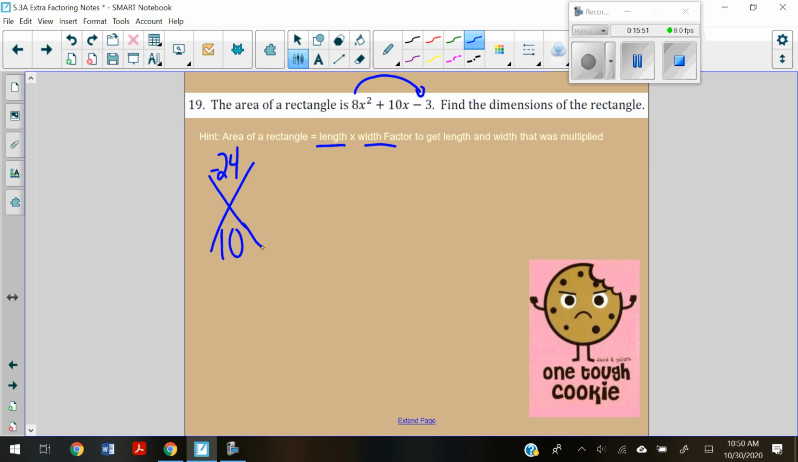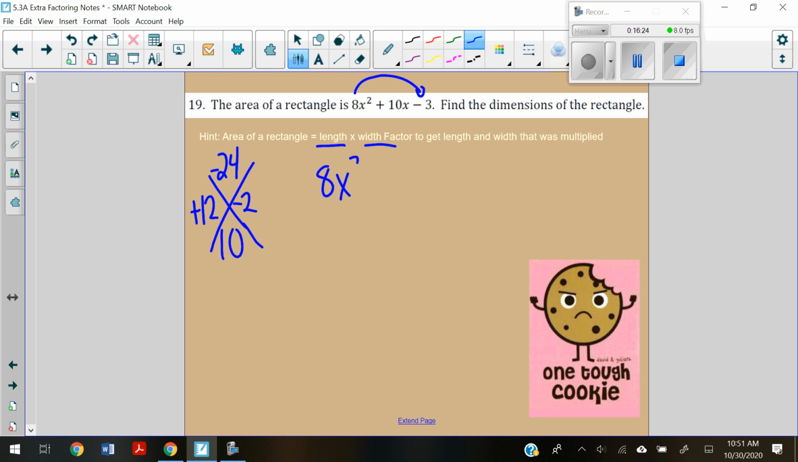Okay, so negative 1, 24. 1, negative 24. 2, 12. 3, 8. Did any of those add to 10 yet? If I have a negative 12 and a positive 2, those multiply to negative 24 and add to, oh, nope. Here, how about this? Positive 12 and negative 2. Those multiply to negative 24 and add to a positive 10. So see how it's important to watch your positives and negatives? It does matter where you put them.